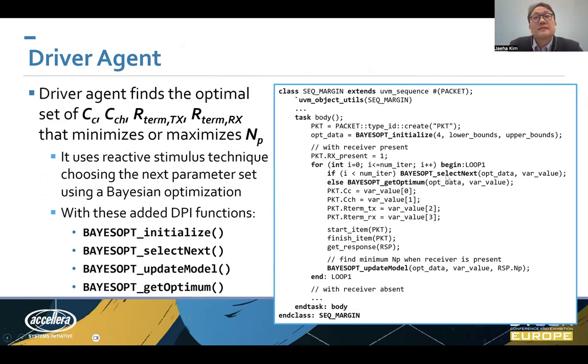Then we use BaseOp select next to choose the next point to try, and then feed those values to the fixture by assigning those values to the packet and sending that packet to the fixture through the driver component. And then we wait for the response from the fixture, and based on that response, we update the surrogate model. Now, using this updated model, we can make a more refined selection of the next trial point. And after the 200 iterations, we can now choose the optimum condition parameters that are most likely to result in either the minimum NP or the maximum NP.